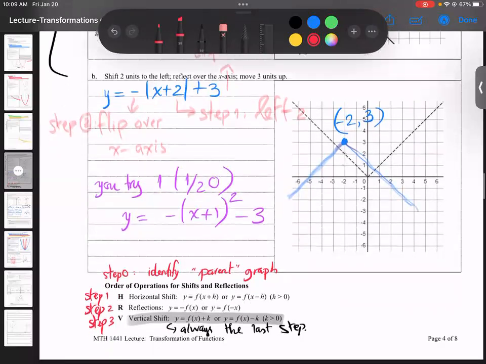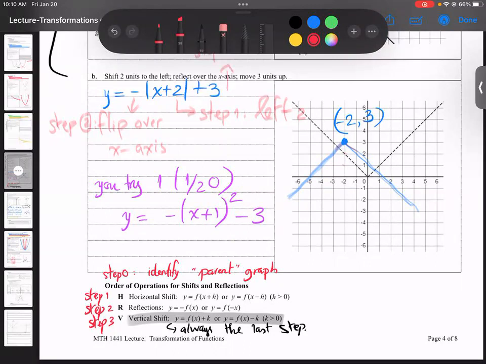You just pick the right graph, but you gotta know which step to shift first. Let me see. You try two. Yeah, very good, very good. Let me see your compression.